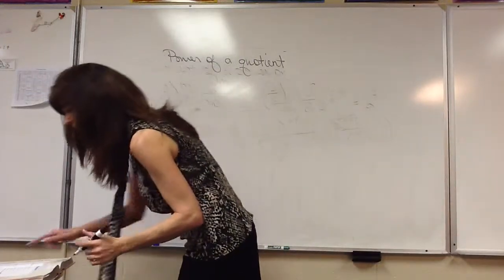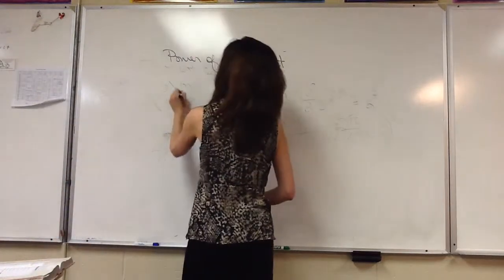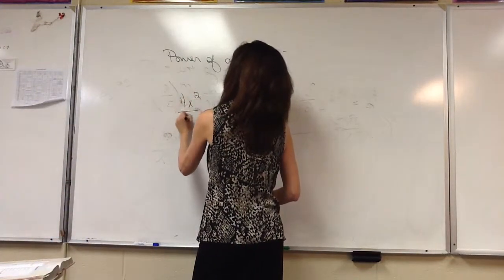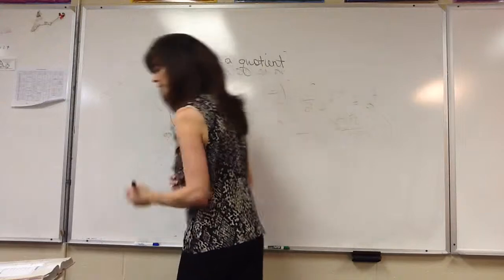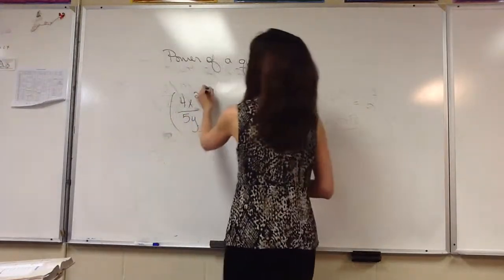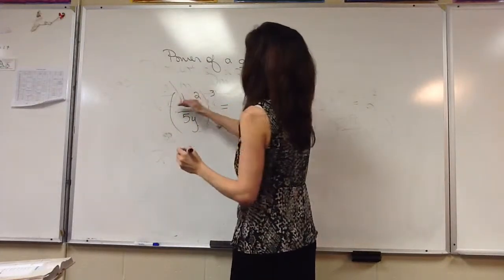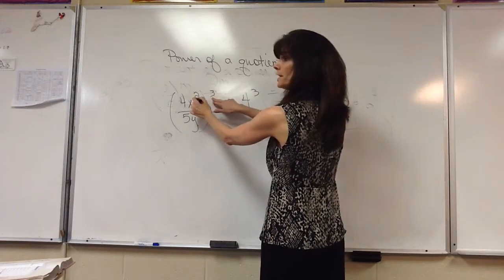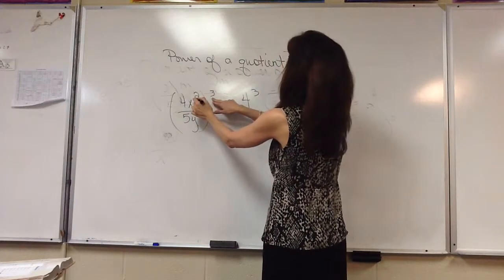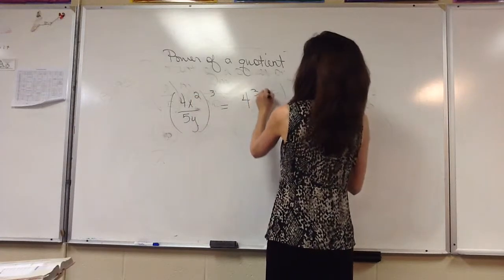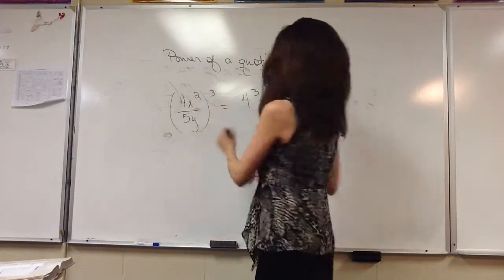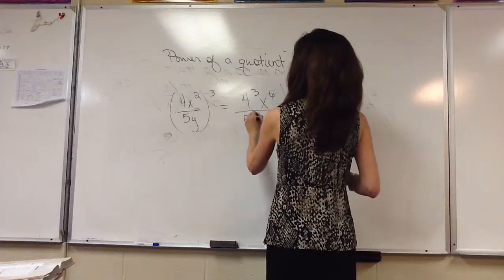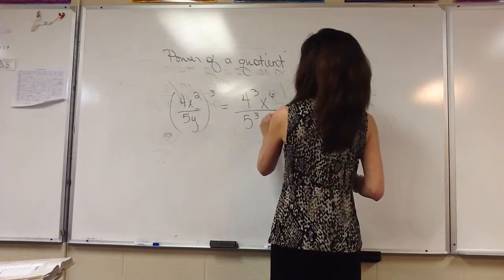Okay, so here we see 4x squared over 5y, and we are raising that to the third power. So everything gets raised to the third power: 4 to the third power. And what do we do with exponents when we raise them to powers? We multiply them. So that would be x to the 6th power over 5 to the third power, and then y to the third power.